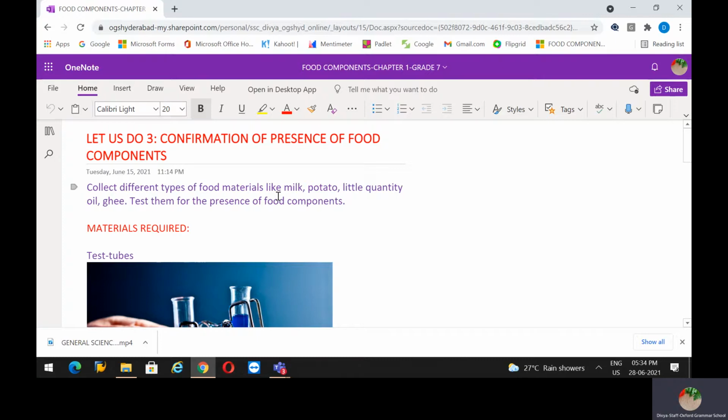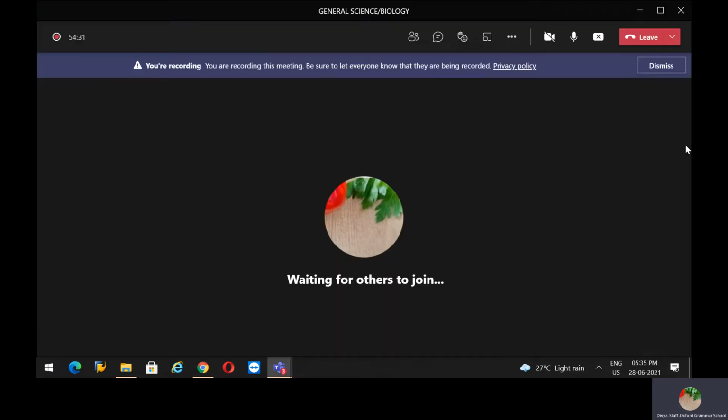So for this experiment, you need to collect different types of foods. So what are the food components, children? Carbohydrates, proteins, fats, minerals, vitamins. So these are the basic components. Materials like test tube you can collect. From any food item you can test it, from milk or from potato, a little quantity of oil also, and ghee also you can test. From this food also you can test what the components would be.